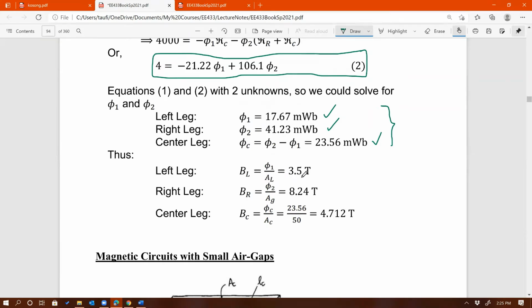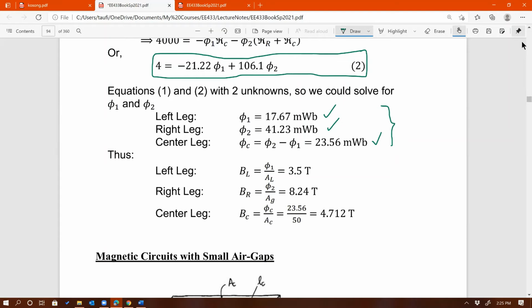That's going to be 3.5 Tesla. And then the right leg is going to be 8.24. And the center leg is going to be 4.712, right? Any questions? And hopefully you can see that.